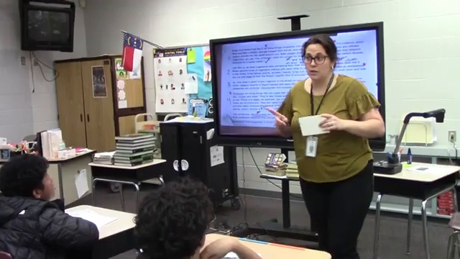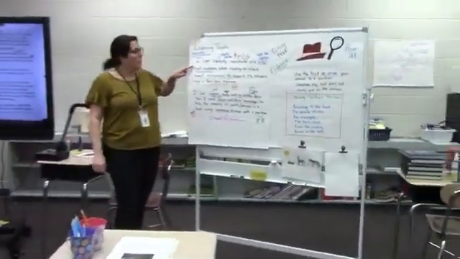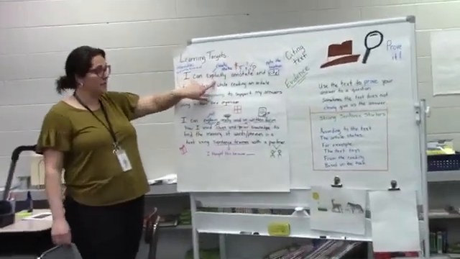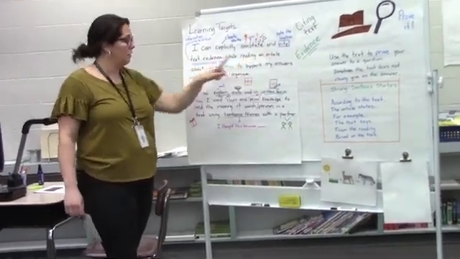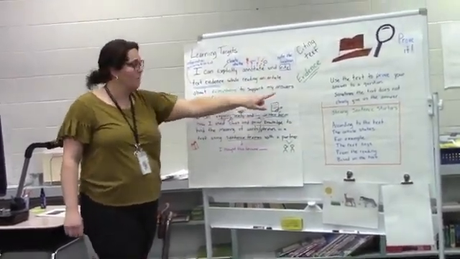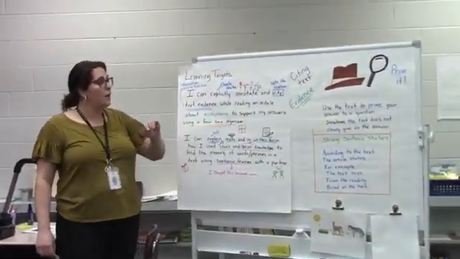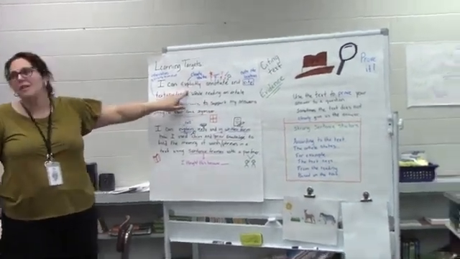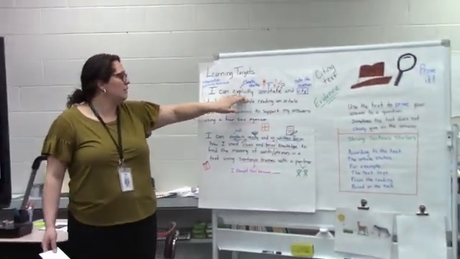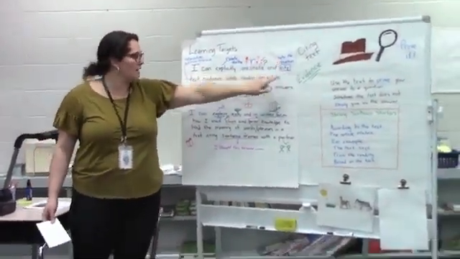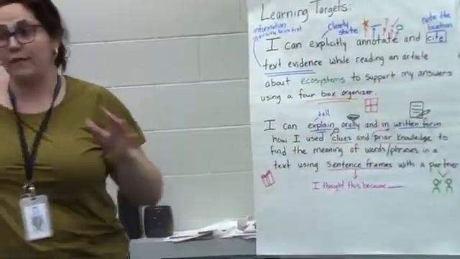All right, let's go over our learning targets again, since Wednesday. So can we read these together, ready? I can explicitly annotate evidence while reading an article about ecosystems to support my answers using the box organizer. Very good. Okay, so explicitly, that's a really big word. It just means we're going to clearly state what we annotated and cited and use that text evidence, that information from the text, to support our answers on the 4-box organizer.